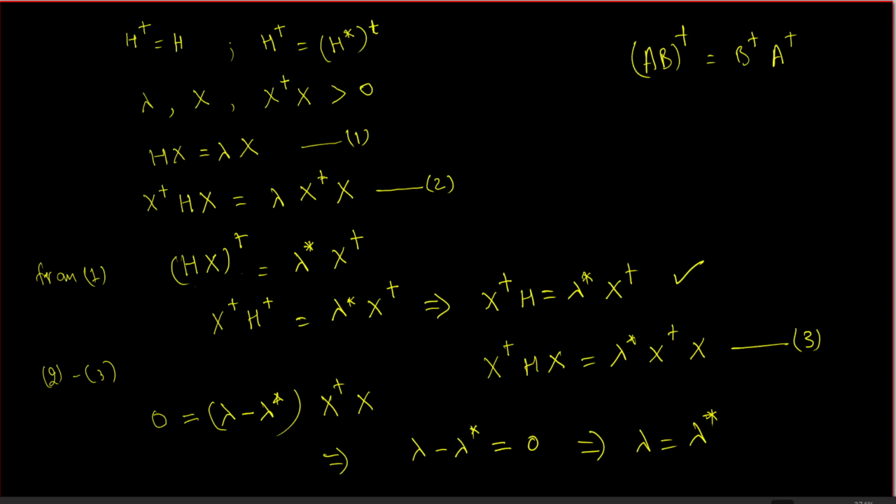Therefore, we assumed lambda to be any arbitrary eigenvalue of H, so this implies that eigenvalues of H are real. So if we have a Hermitian matrix, then its eigenvalues are all real.